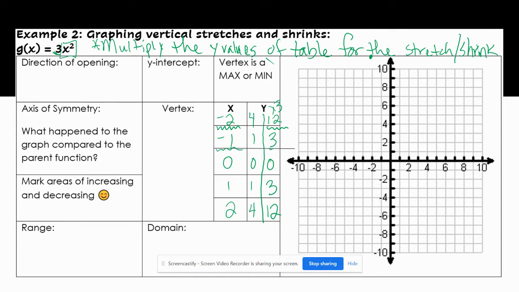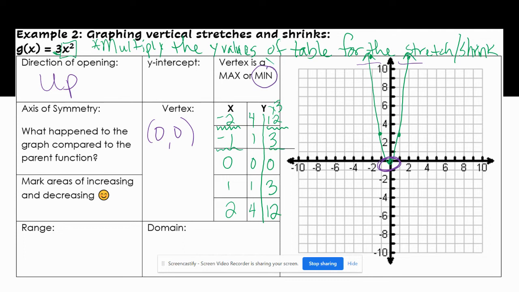We have -1, 3, 0, 0, 1, 3, and 2, 12. Again, do your best to try to make sure that this is curvy down here and not a V. Our vertex, remember, is our point, our lowest or highest point, depending on the direction that your parabola opens. Your arrows up here are going up, so our direction of opening is up. That makes this point right here our vertex, which is at 0, 0.